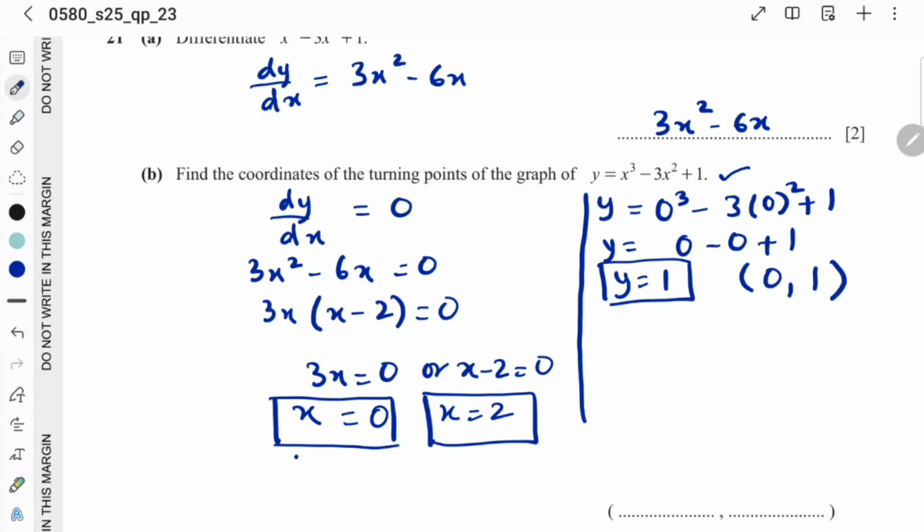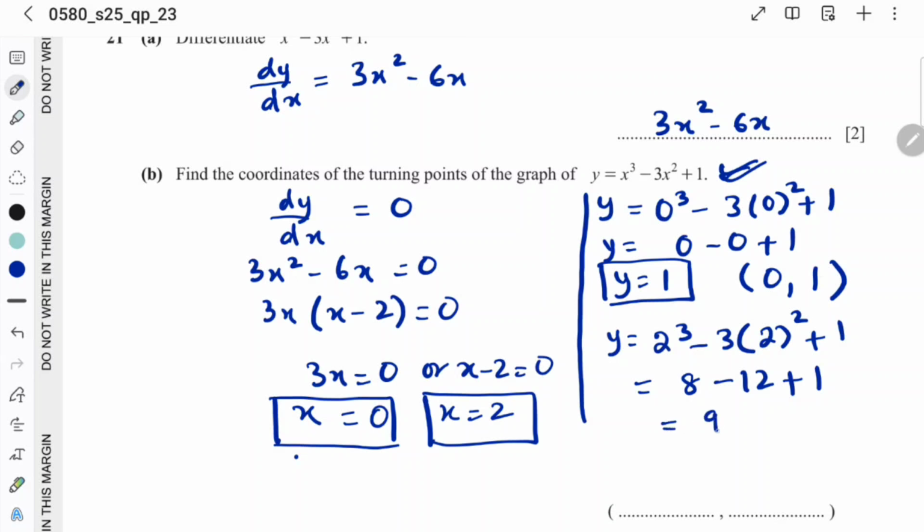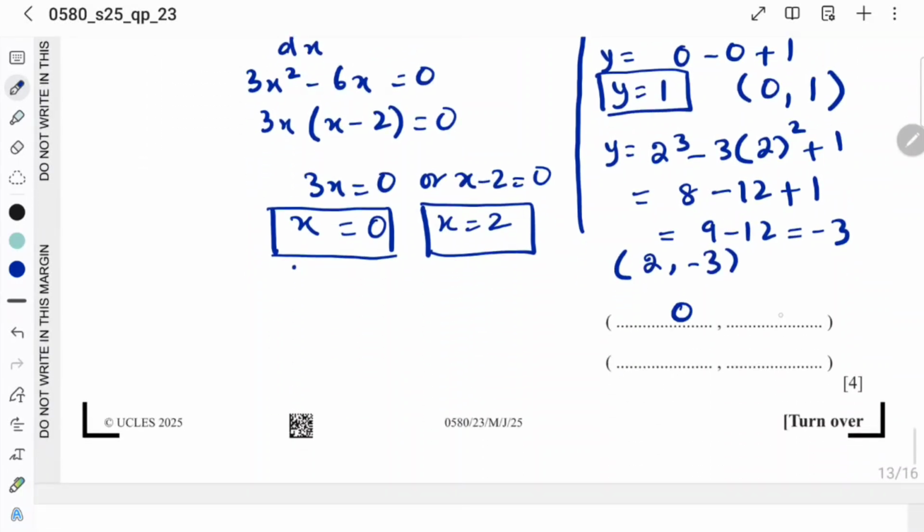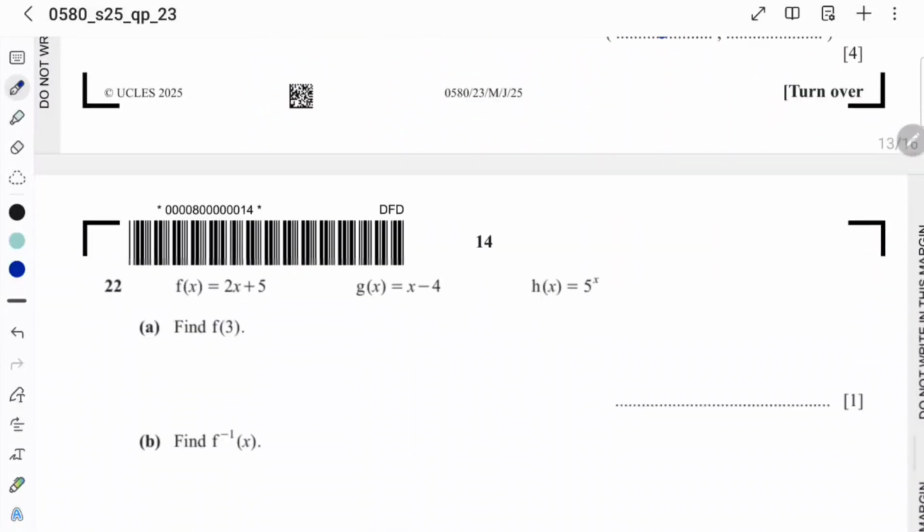The second turning point, I'm substituting 2 now. y equals x cube, 2 cube, minus 3 times 2 square, plus 1. 8 and 4 3s are 12. 8 plus 1 is 9, and 9 minus 12 equals minus 3. So the second turning point is 2, minus 3. Just write down 0 and 1, and 2 and minus 3. That was the turning points of the given equation.